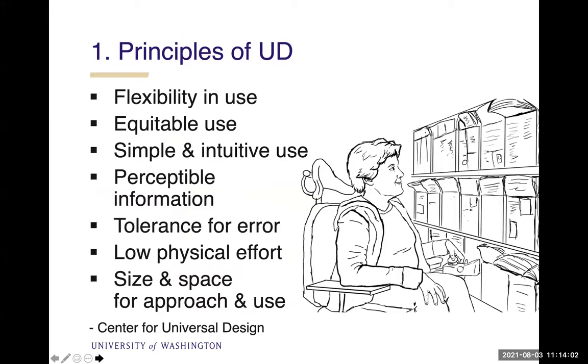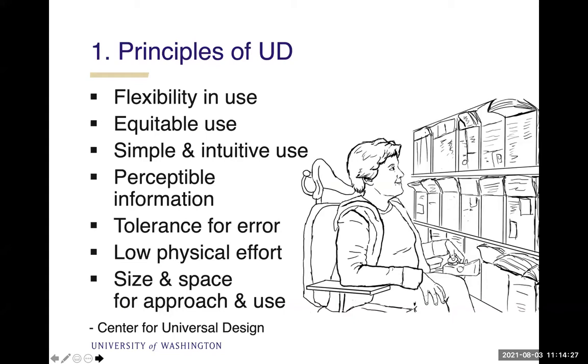But the principles of universal design talk about things like flexibility in use, equitable use. Everybody gets to use the product or environment you're designing. Making things simple and intuitive, which definitely applies to our classes. Many students with disabilities complain, I just get confused in these classes. I'm just not sure where I'm supposed to go next. And so simple practices in course design to make it clear what the student's supposed to do next is really important.